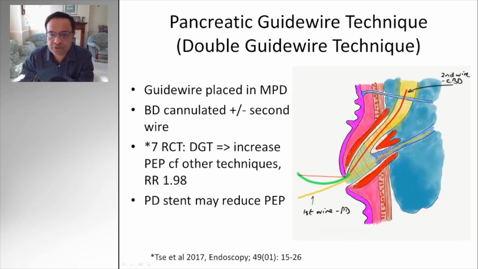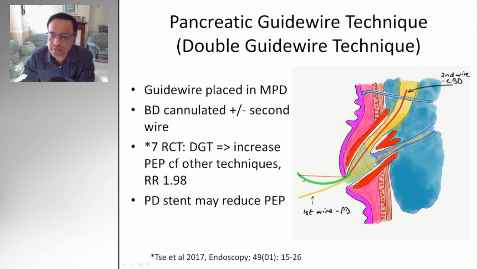Let us now look at the first of those specialized techniques, the pancreatic guidewire technique, often known as the double guidewire technique. Here I have again used the diagram from the beginning of the talk, showing a sagittal section through the papilla. Using the pancreatic guidewire technique, a first wire is placed into the main pancreatic duct. Often this wire is placed inadvertently because it keeps finding the pancreatic duct rather than the bile duct. We leave the wire in situ and come out with the sphincterotome.